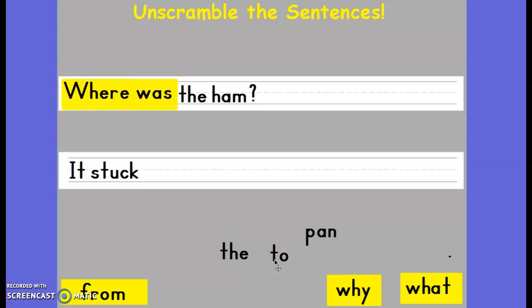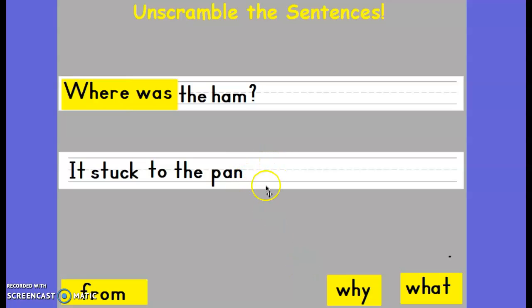If you said this, and you would know this from your story, it's stuck to the pan, right? Where was the ham? It's stuck to the pan. Now, are we done? You said no, you're correct.